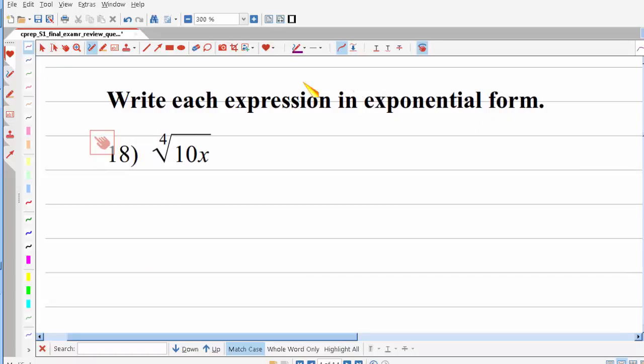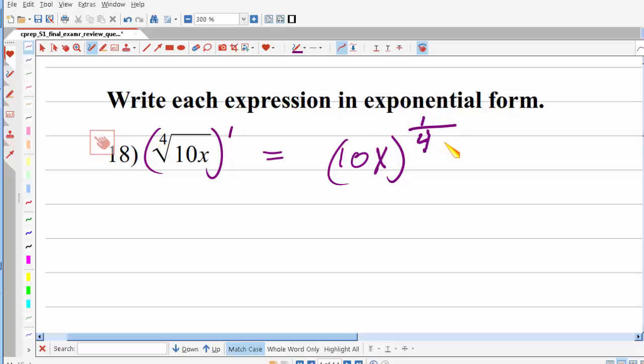Okay, write in exponential form. So once again, the power, which in this case is 1 since there's nothing written there, becomes the numerator of the exponent, and the index becomes the denominator. So I would have 10x to the 1/4 power. You could also write that as 10 to the 1/4 x to the 1/4. Either of those is fine.